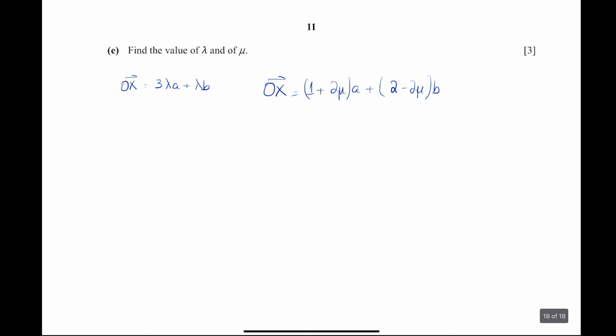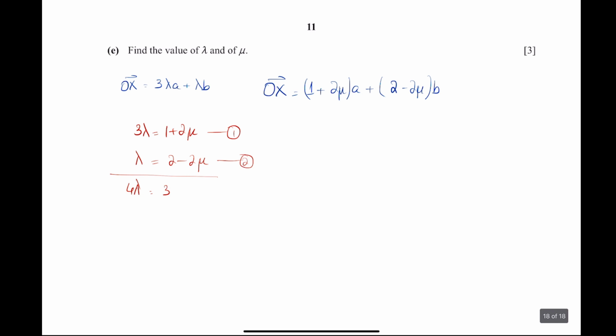Good job. So the two equations are 3 lambda equals 1 plus 2 mu. That's one equation. The other equation is lambda equals 2 minus 2 mu. Now you can solve it however you like, but we can very easily add the two equations and eliminate. So in fact, let's just do that.